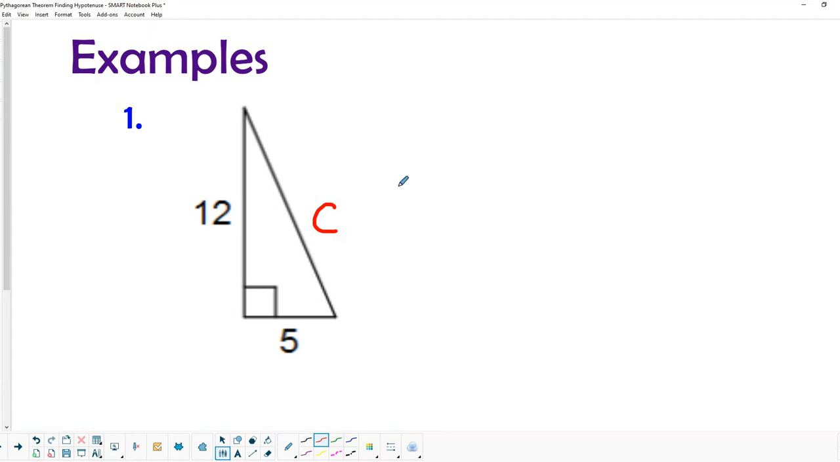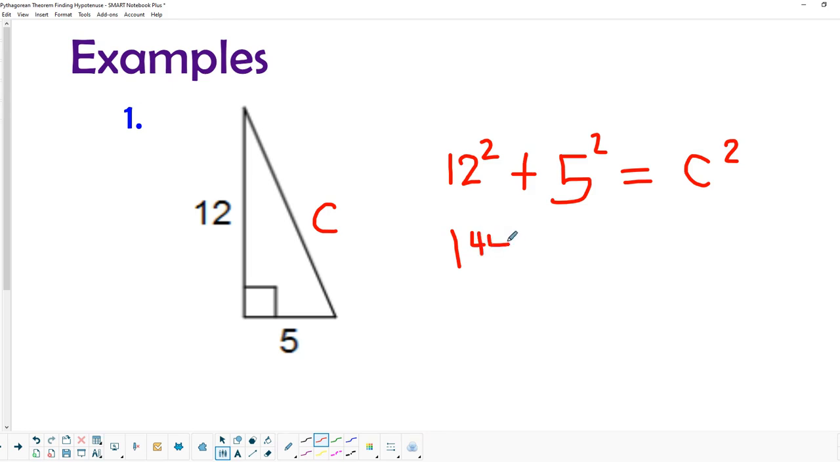Remember, the Pythagorean theorem says A squared plus B squared equals C squared. Or you could reverse the way they're written and have C squared on the left side. Well, 12 squared is 144, and 5 squared is 25. If I add those two together, I get 169.